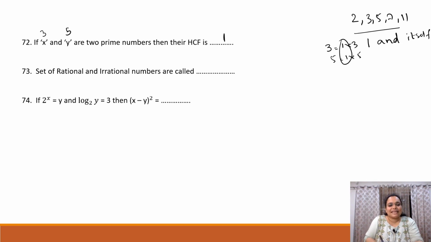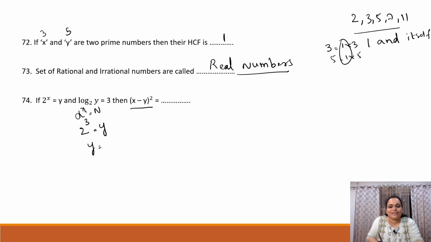So the next is the set of rational and irrational numbers are. It is real numbers. Okay. So here in the 74th question, if 2 power x is equals to y and log y to the base 2 equals to 3, we need to find x minus y whole square. Okay. So they have given one exponential form and one logarithm form. Now let us convert this log form into exponential form. That is a power x is equals to n is your exponential form, right? So 2 cube is equals to y, equals to 8.